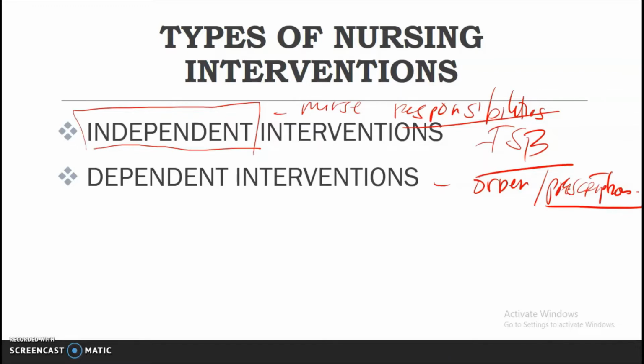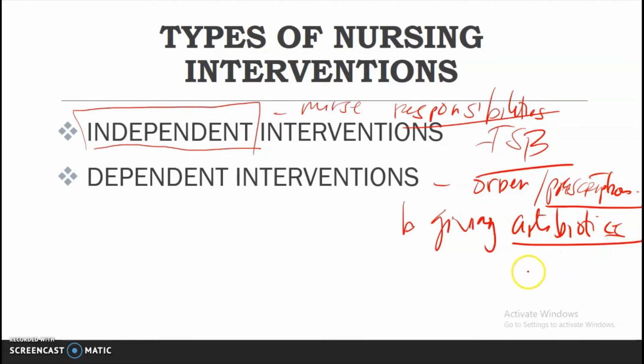For example, giving of antibiotics. Before, you could take antibiotics without a prescription. However, due to the recent development about the use of antibiotics, a lot of people are developing yung tinatawag nating antibiotic resistance because of the incorrect use of antibiotics.